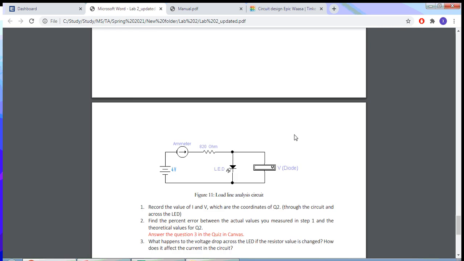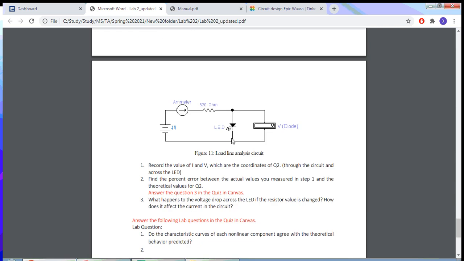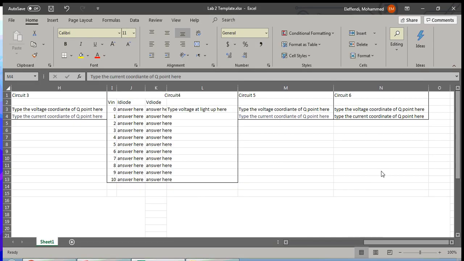So what we will do is construct the circuit and measure the actual Q point of the circuit. To do that, just simply construct the circuit, measure the current that is flowing through the circuit and the voltage across the LED, and record them in here. So this is the voltage and this is the current.